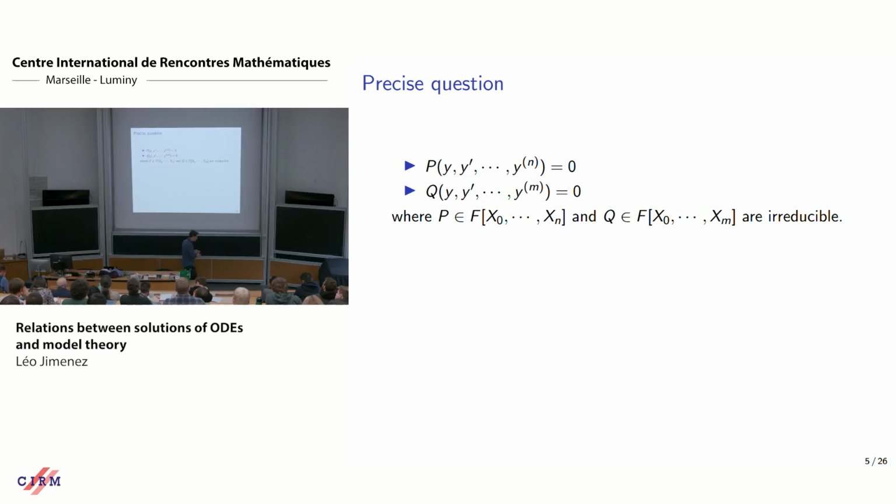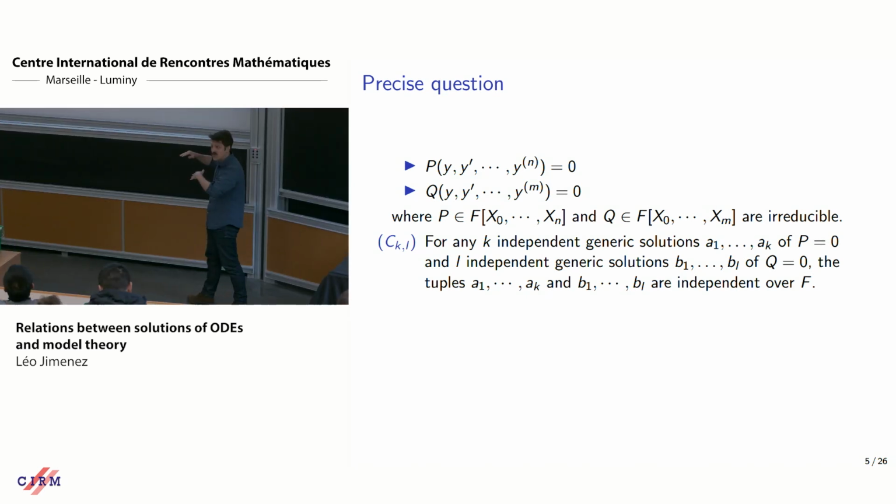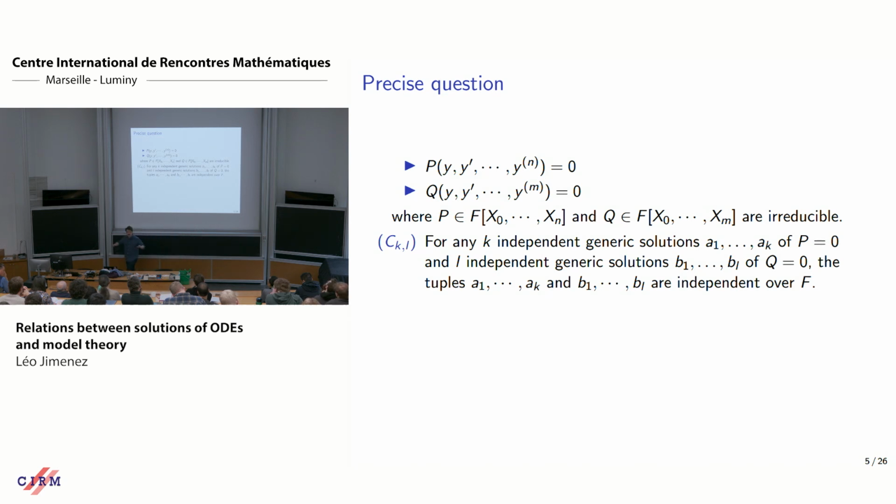Okay, so here's the precise question. Again, I take my two differential equations of that form, assuming again that these polynomials are irreducible. Here's a condition that we call C_KL in the paper. If I give you any k independent generic solutions A1 through Ak of P and l independent generic solutions B1 through Bl of Q, then these two tuples A1 through Ak and B1 through Bl are independent over my base field F. So I give you this number of generic independent solutions, this other number of generic independent solutions, and they don't talk to each other. There's no new relation over the field F.